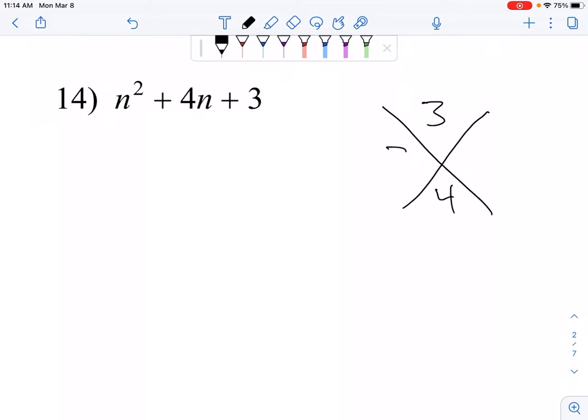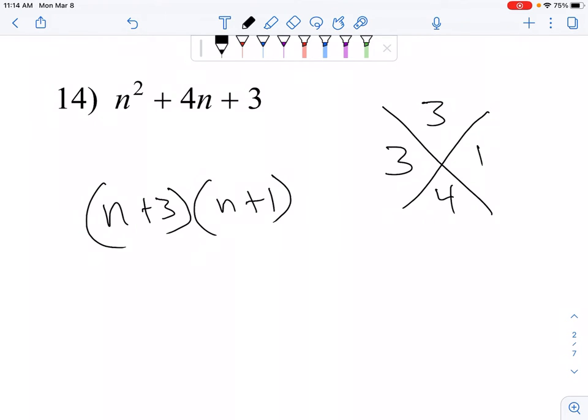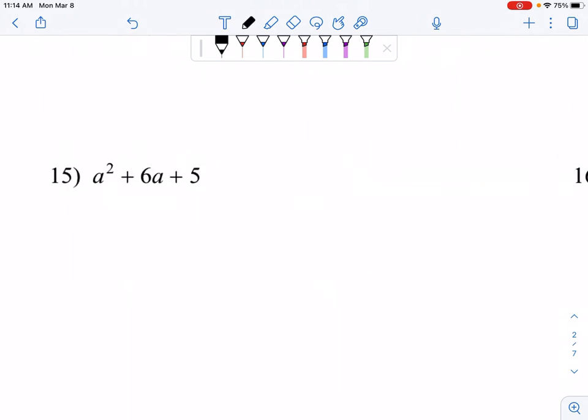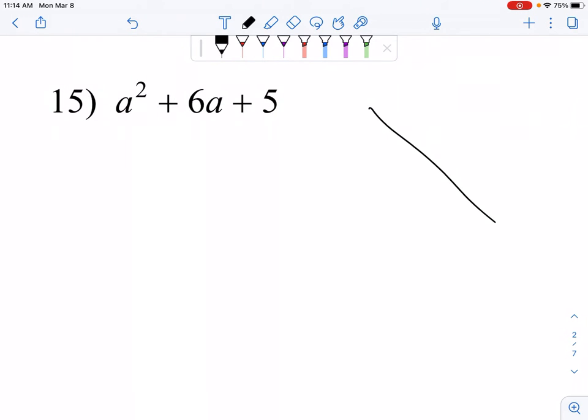We follow our special pattern here on our X to help us find that. So for this one, it's going to be 3 times 1. So we're saying n plus 3 times n plus 1. The hardest part about these is filling out the big X. If I'm multiplying to make 5 and adding to make 6, then we could use 5 times 1. I can say 1 times 5, I can say 5 times 1.